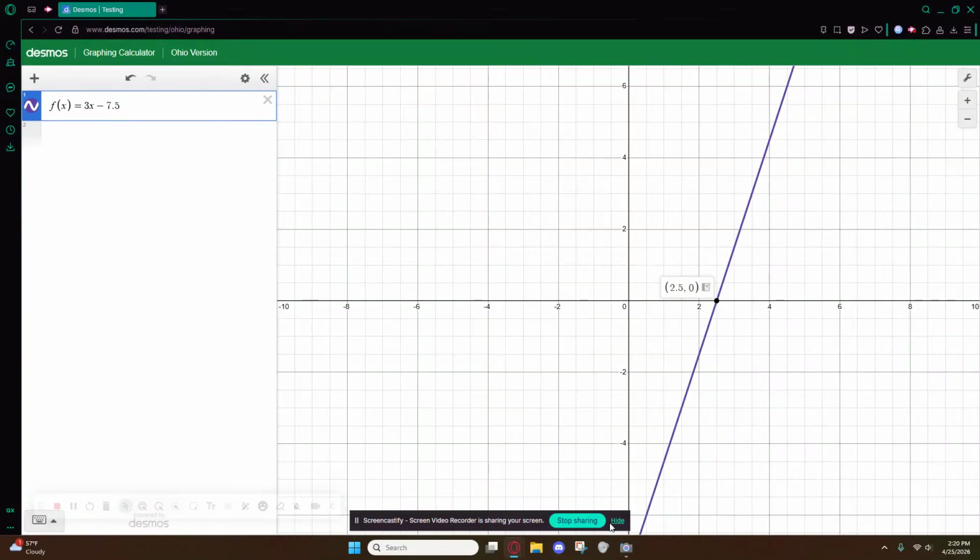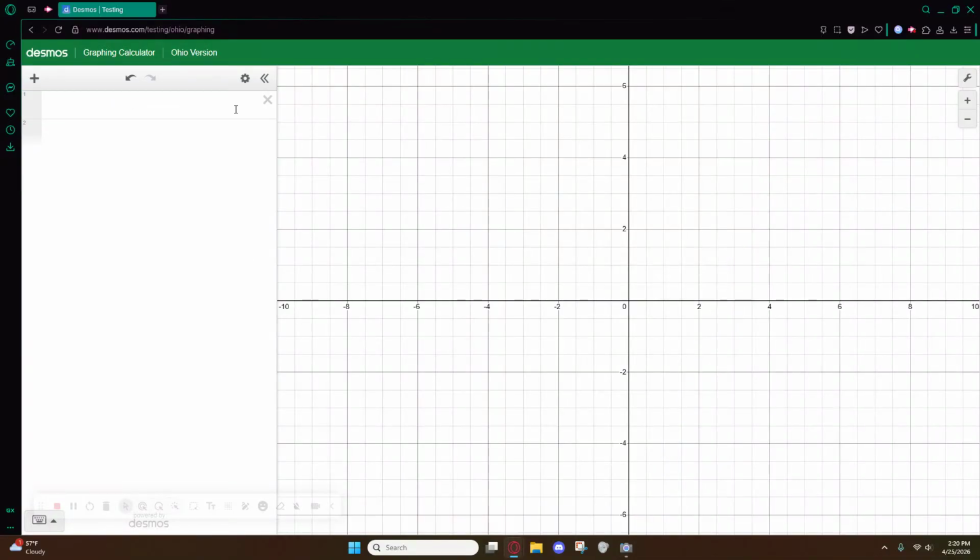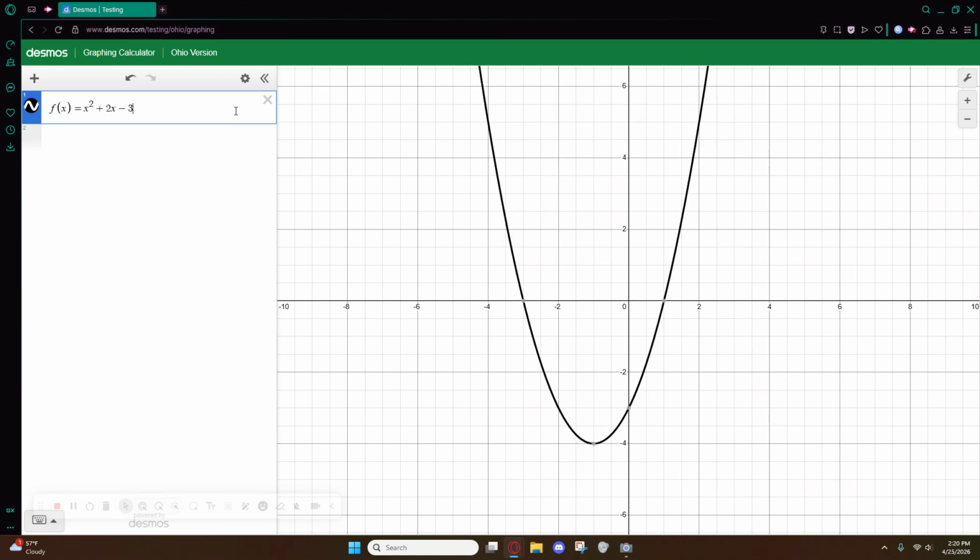To Desmos we go. We're given the equation f of x equals x squared plus 2x minus 3. And we need to find the x-intercepts and the maximum or minimum. Your x-intercepts are clearly labeled, negative 3, 0, and 1, 0. And your minimum is labeled as negative 1, negative 4. I'm going to write these points down so I don't have to refer back to this while we do this.